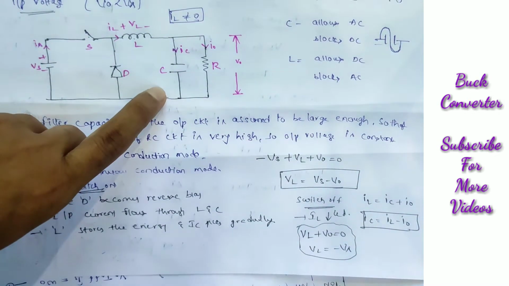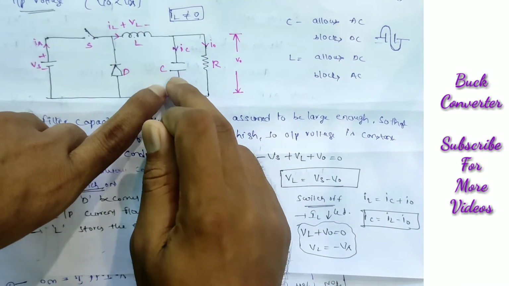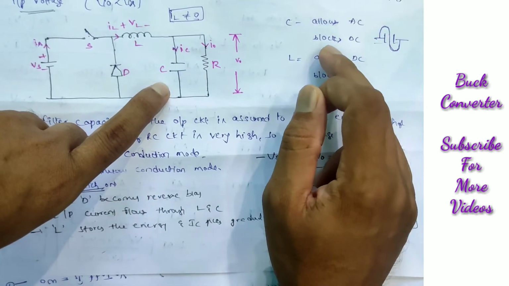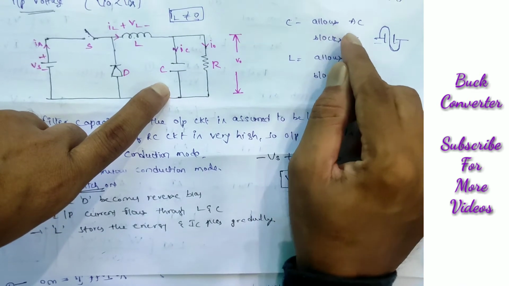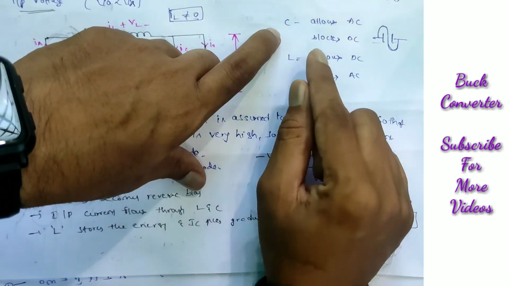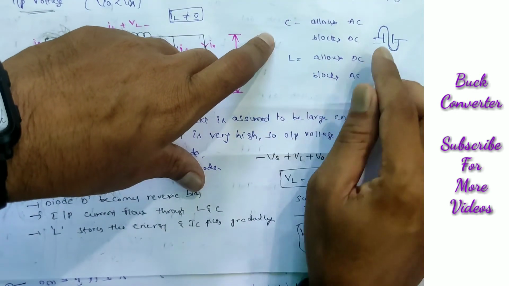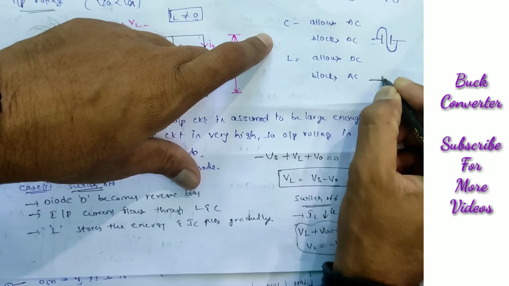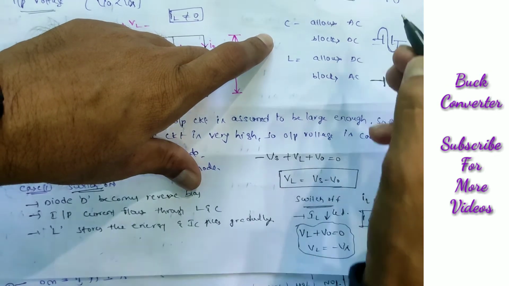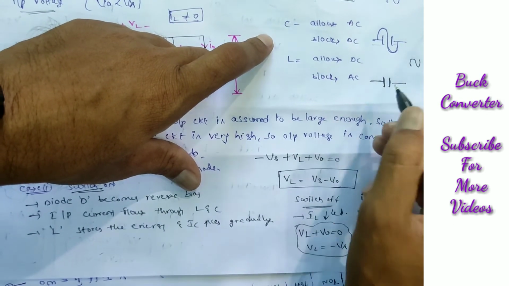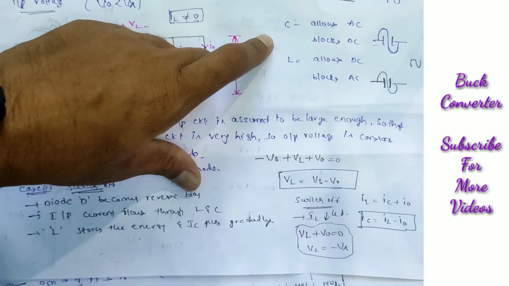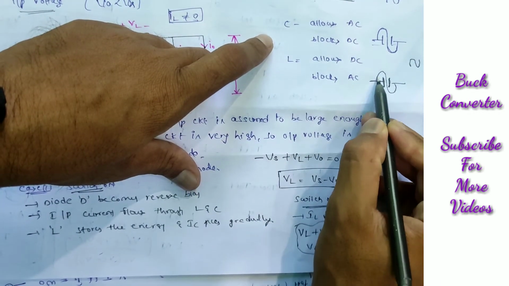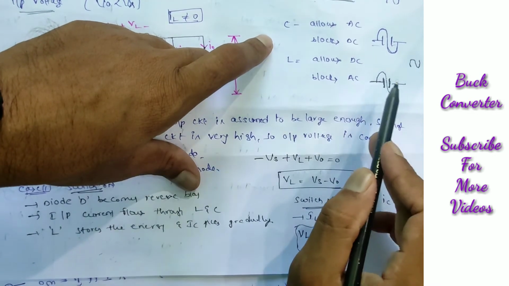The capacitor C allows the AC and blocks the DC. That is the property of the capacitor. To remember this property, I will explain a shortcut method. Let's draw the capacitance symbol. The AC supply is like this, this is the AC symbol. The capacitor allows the AC, and it blocks the DC.